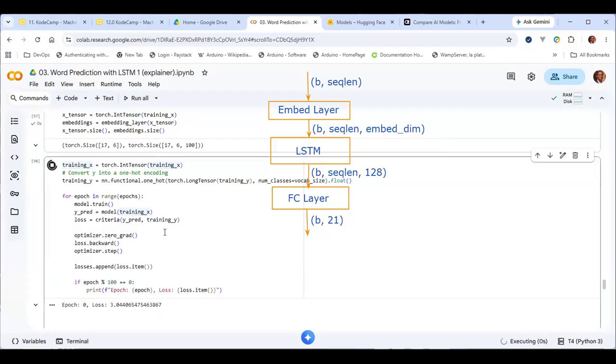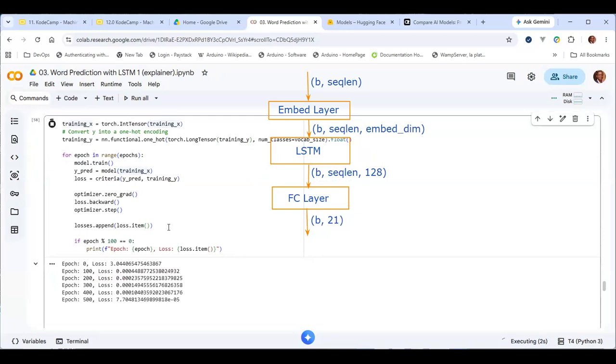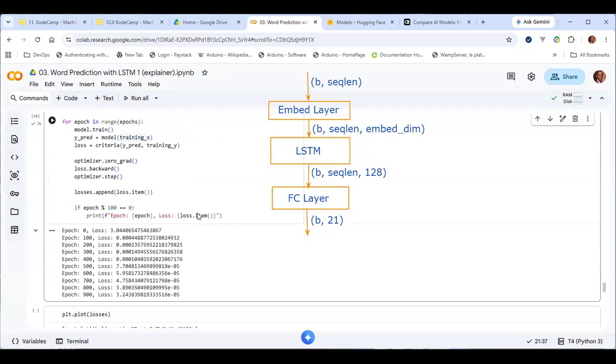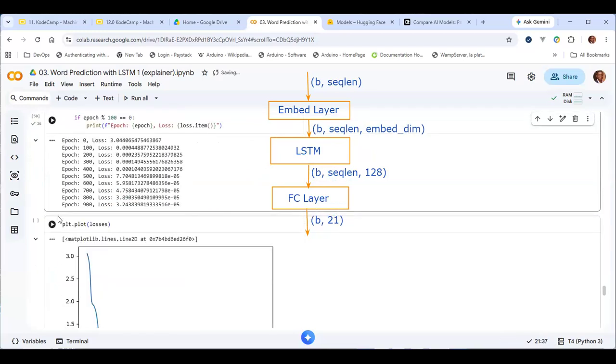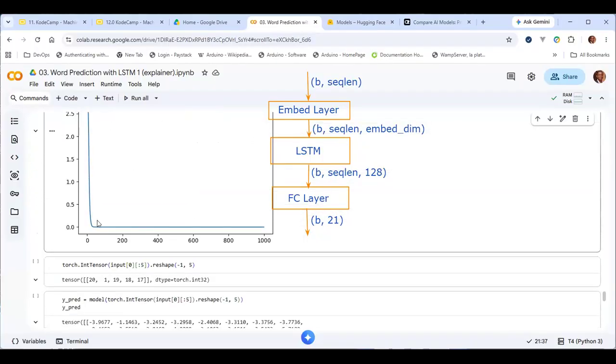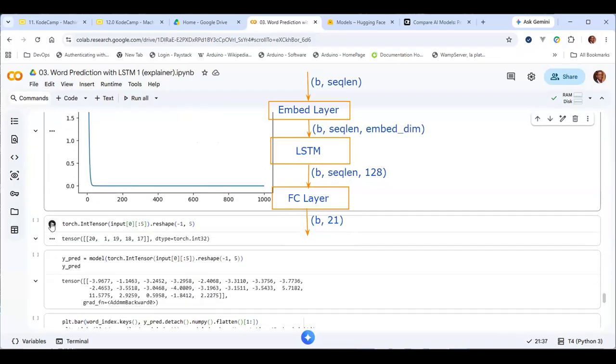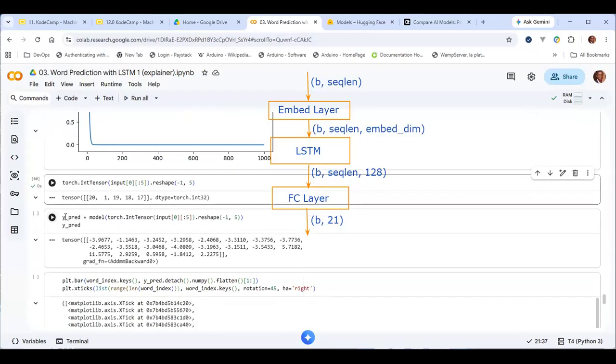And hopefully the training should work. We only use 100 epochs, 1,000 epochs, right? And then we can check the losses. You see the losses dropped very fast. We can now look at a few things, right? We can now try to predict.